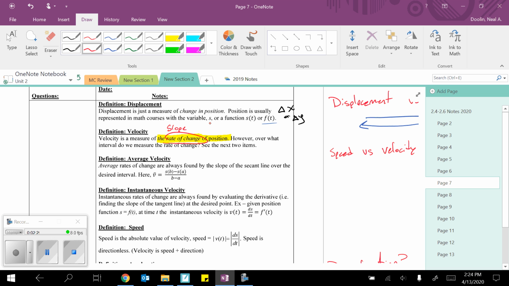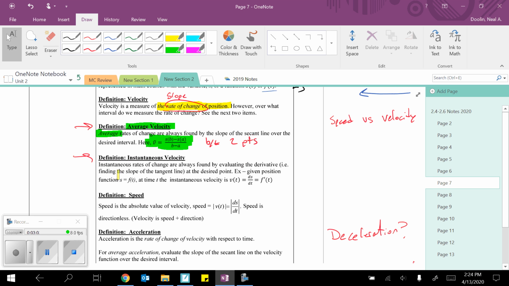What period of time we measured over? That's where our next two come in. We have average velocity and instantaneous velocity. So let's look at average first. Average velocity is where you actually have 2 points and you find the slope between them. So average is always over 2 points. Like I know where I am right now. I know where I am 10 seconds later. Change in position divided by 10 seconds, that would give me my average velocity.